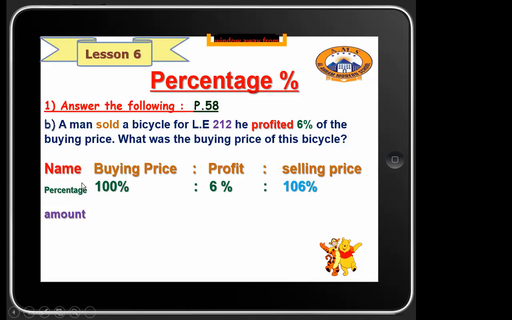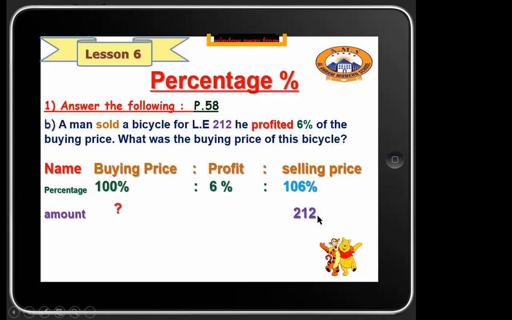Now, the second part is to look for the amount. Before that, I want you to read the exercise. What does he want you to find? Buying price. So where am I going to put my question mark? Below the buying price, because he wants you to find the buying price. And the word sold in the exercise, this is the number of the selling price. The selling price here is 212.